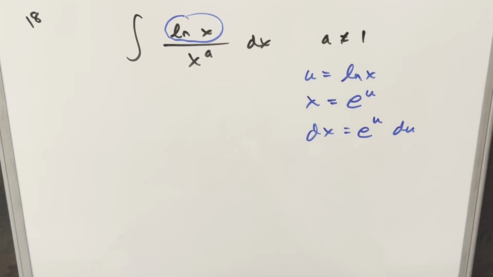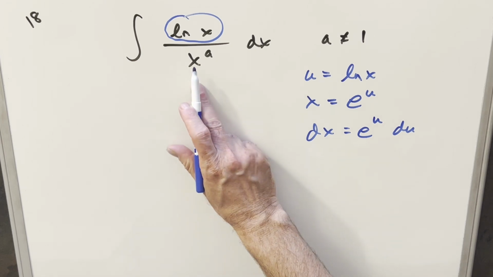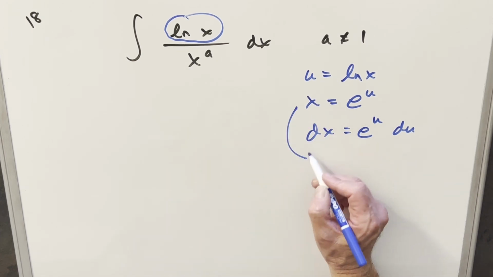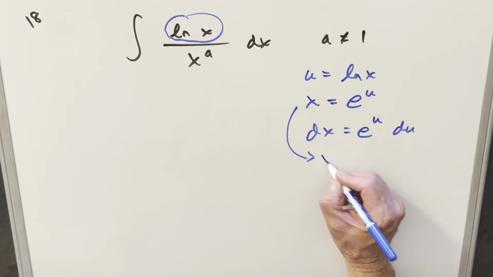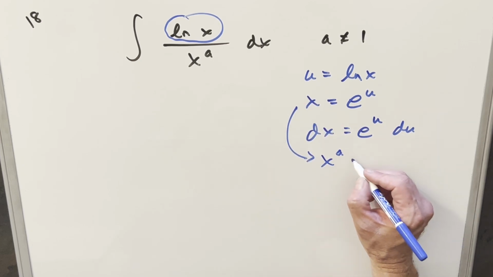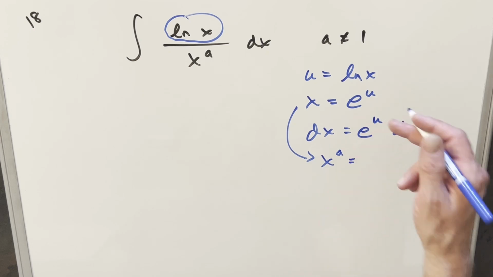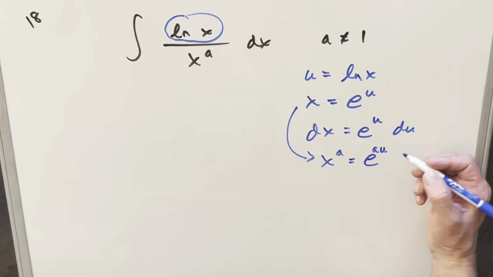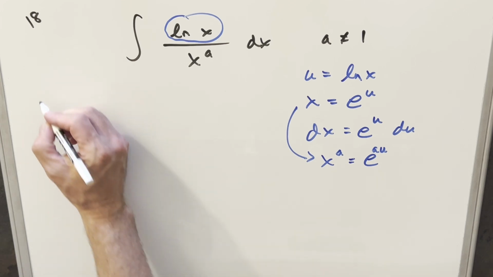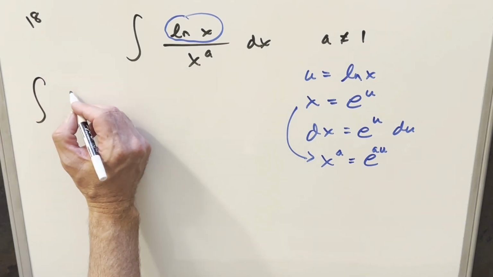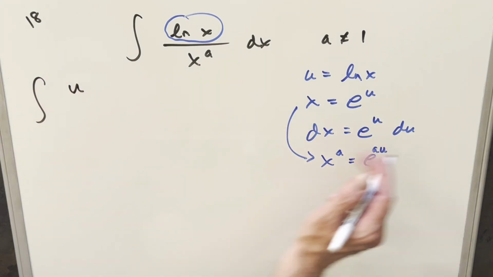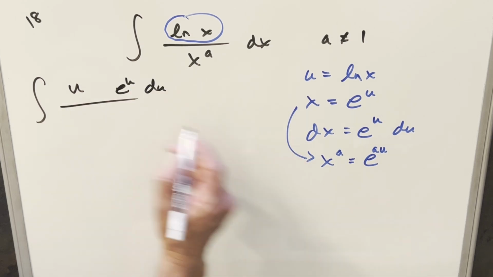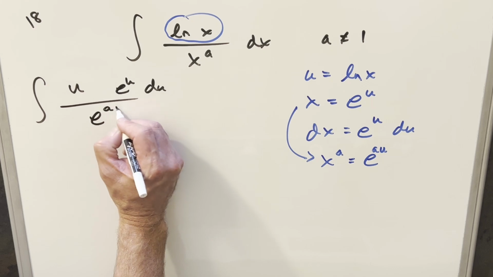And then one thing I want to do before I substitute, we have x to the a here, and we have our value for x. So if I take this and raise both sides to the a power, on the left we have x to the a. On the right we're going to have e to the u to the a, but I can distribute in the a and write it as e to the au. And now I'll go ahead and substitute this. Our ln x is going to be u. Dx is all this, so we have e to the u du. And then we have our x to the a value, that's going to be e to the au.